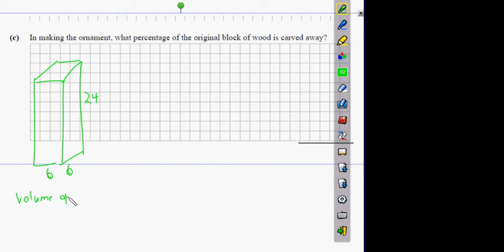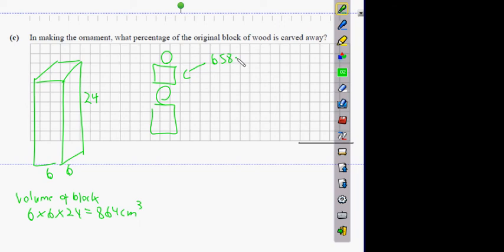864 centimeters cubed. So the volume of the block, as David said, is going to be 6 by 6 by 24, and he got 864 centimeters cubed. Is that right? So, out of this 864, what is the shape of our new ornament, which is the sphere, block, sphere? What's the size of this again? Just to answer the last question you gave me, David: 658.2. What percentage of the original wood is carved away?